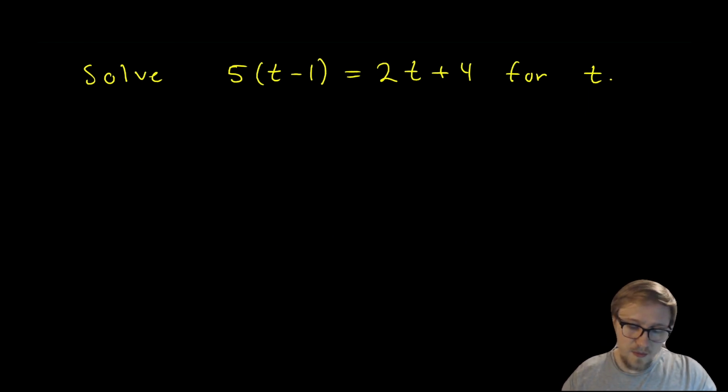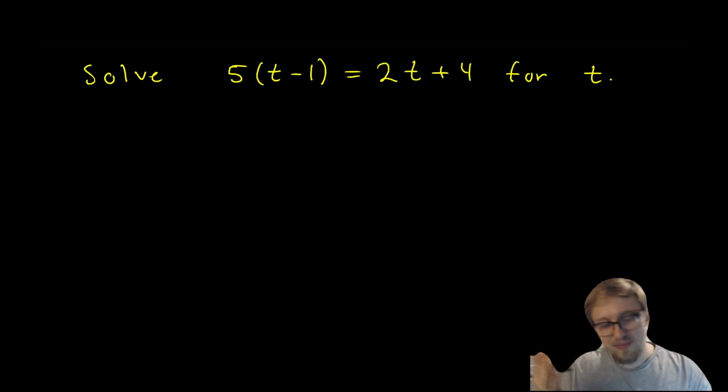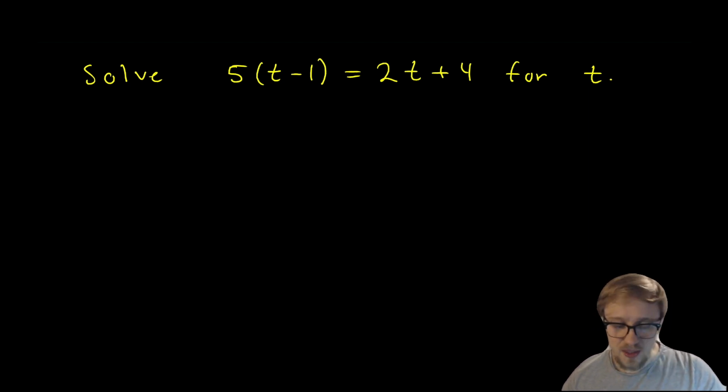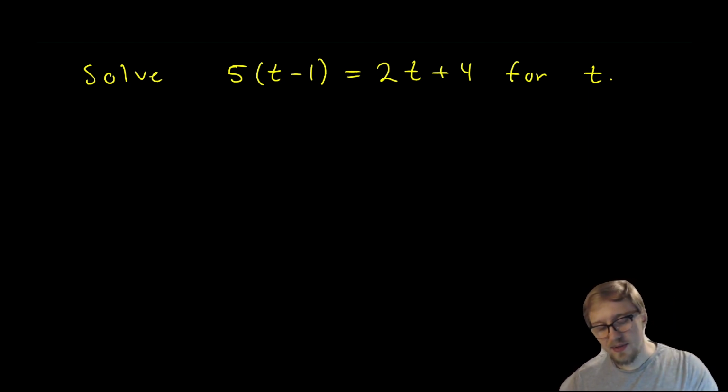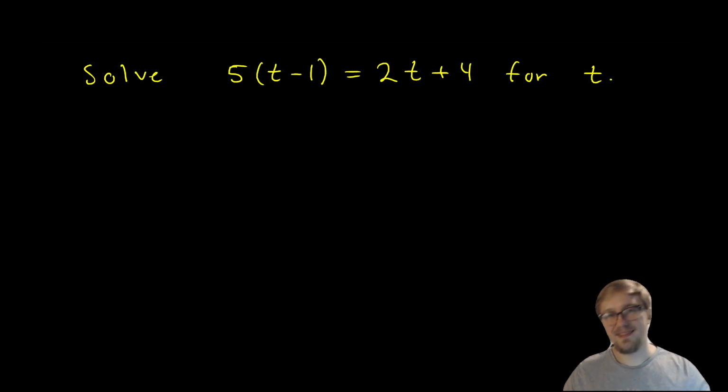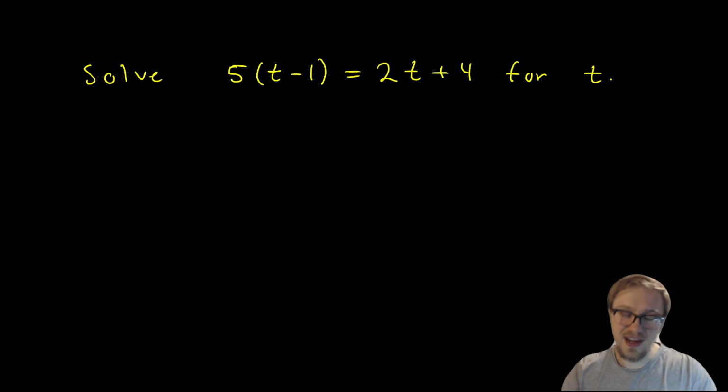Now let's look at the last problem that we're going to solve, which is a slightly more funny looking problem. It's going to be solving this equation 5 parentheses t minus 1 equals 2t plus 4. And we want to solve it for t now. Now note that the variable is called t and not x anymore. It doesn't have to be called x. It can be called t, it can be called y, a, or whatever name you desire.